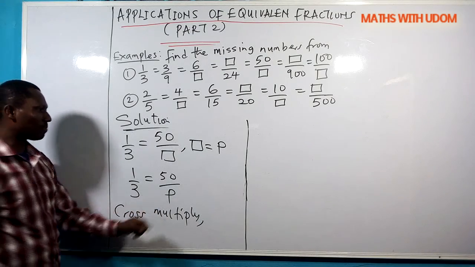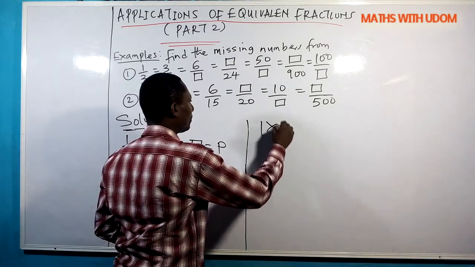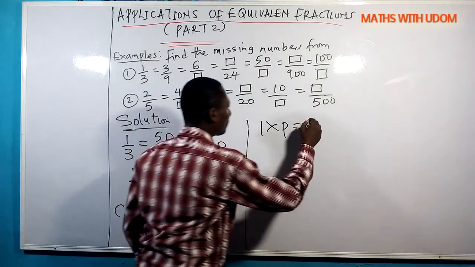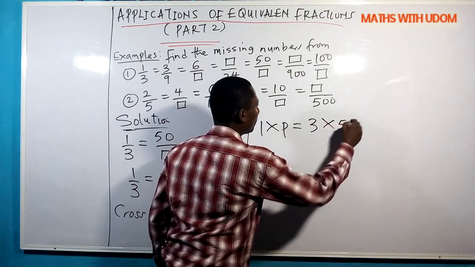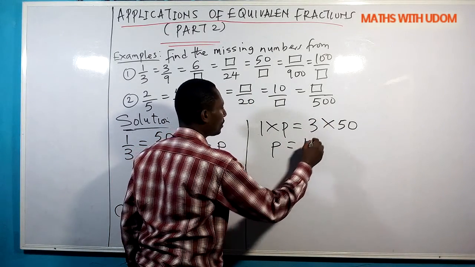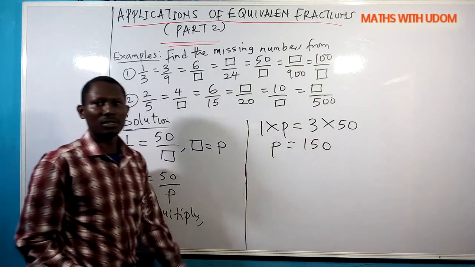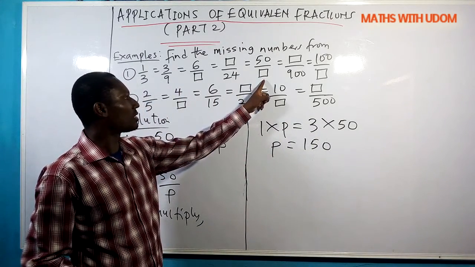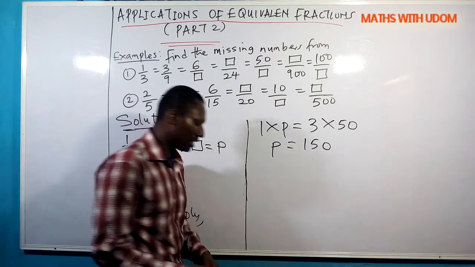If I cross multiply, what do I have? I will have 1 times P equals to 3 times 50. So 1 times P is P, while 3 times 50 will give us 150. That's how to solve that. So the value of the box here is 150. The next one.